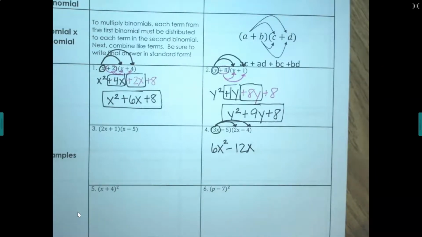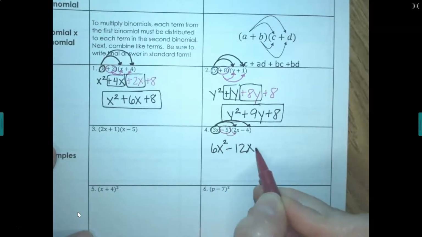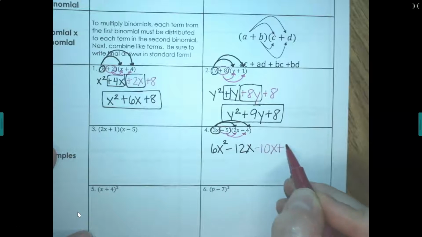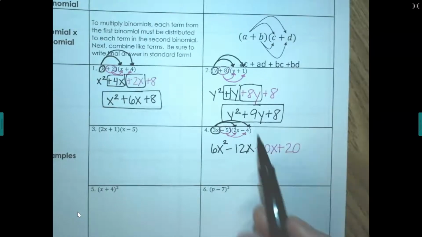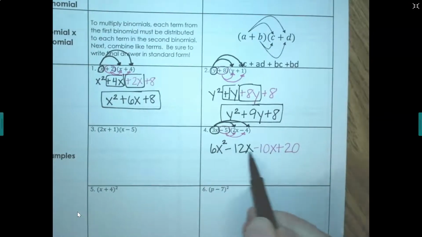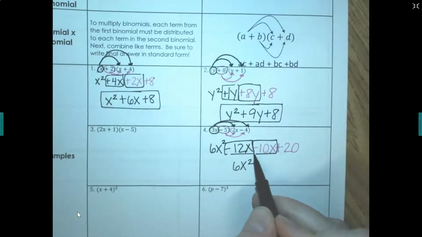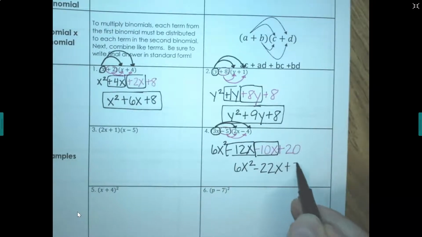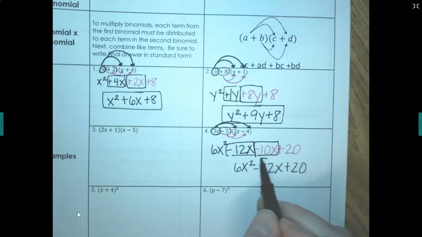First term is multiplied to both things in the second parenthesis, so let's go back with the second term. Negative 5 times 2x is negative 10x, and negative 5 times negative 4 is positive 20. Look for like terms. I have an x squared term, but no other x squared, so we have 6x squared. Then we have negative 12x minus 10x more will give us a negative 22x, and there's a positive 20 on the end with nobody to combine with. 2 x's, 1 x, no x, standard form.